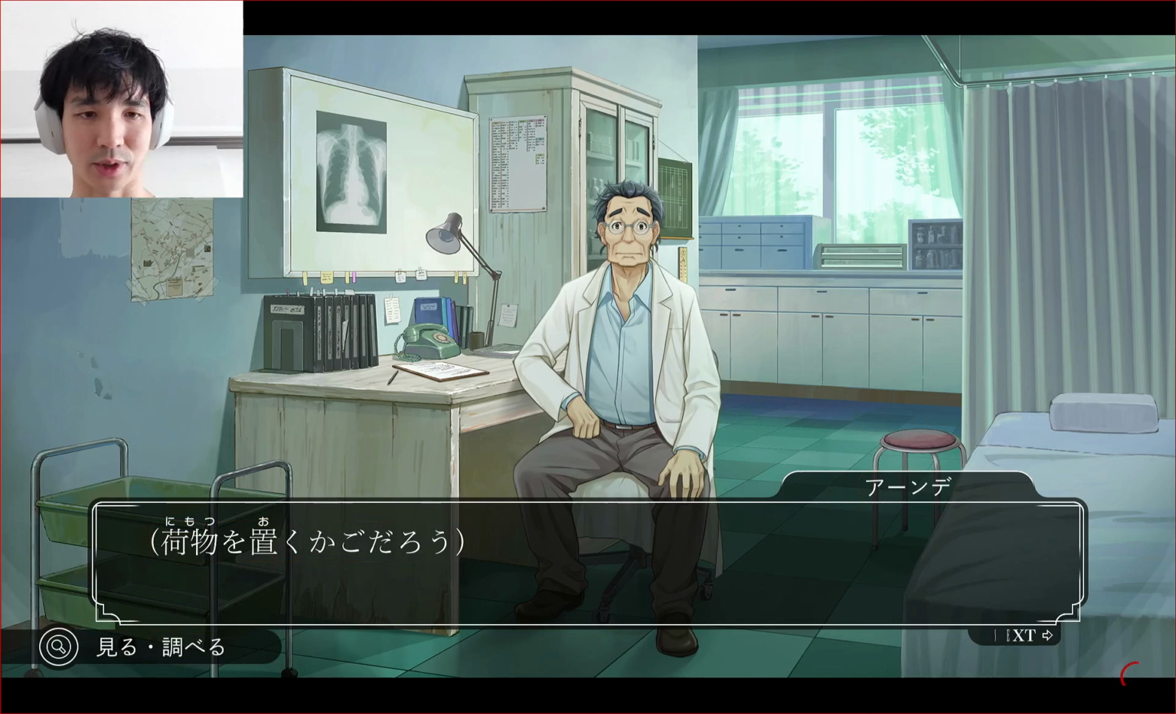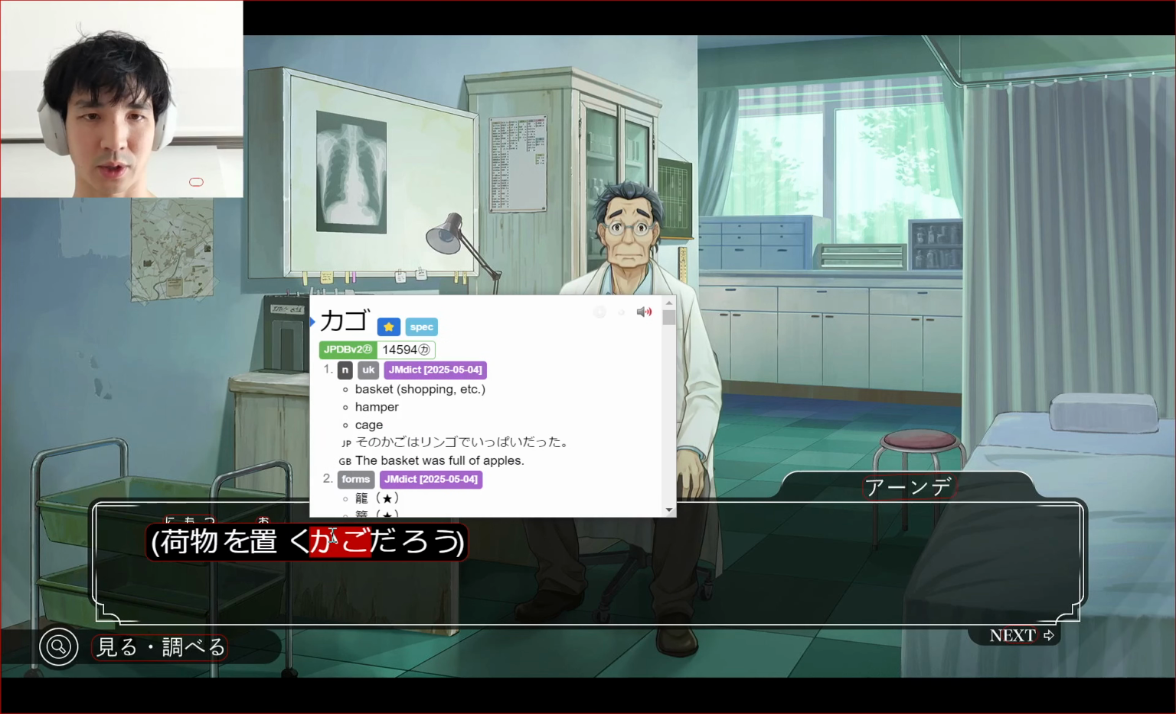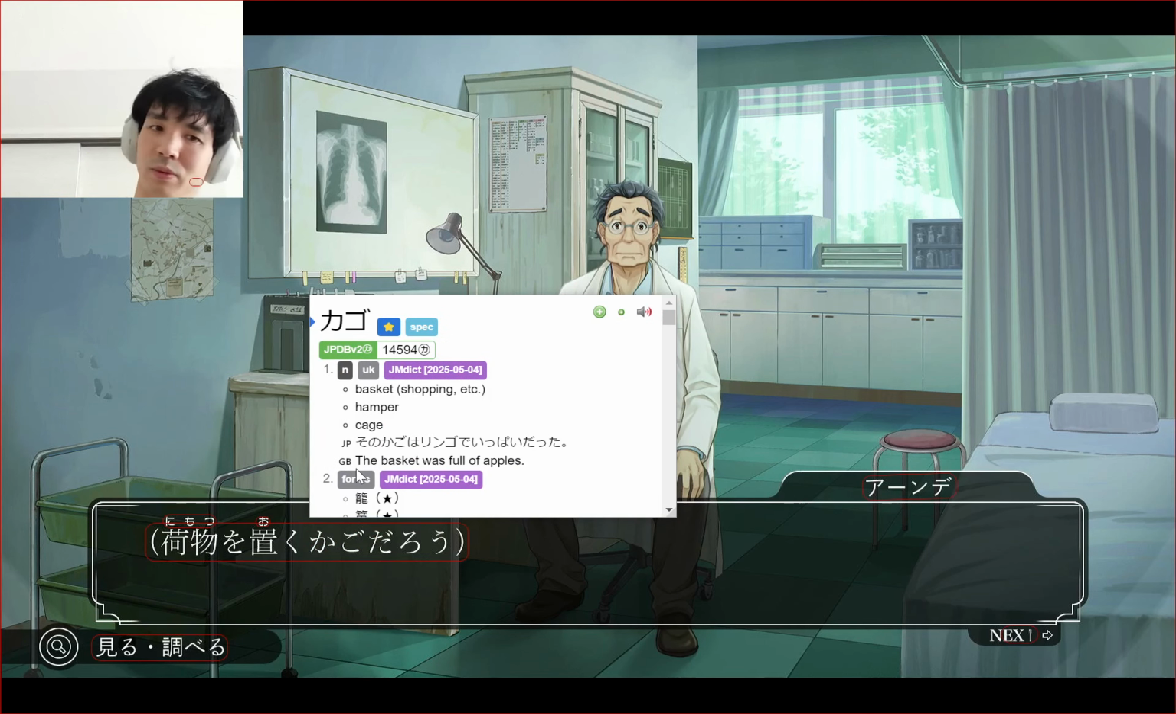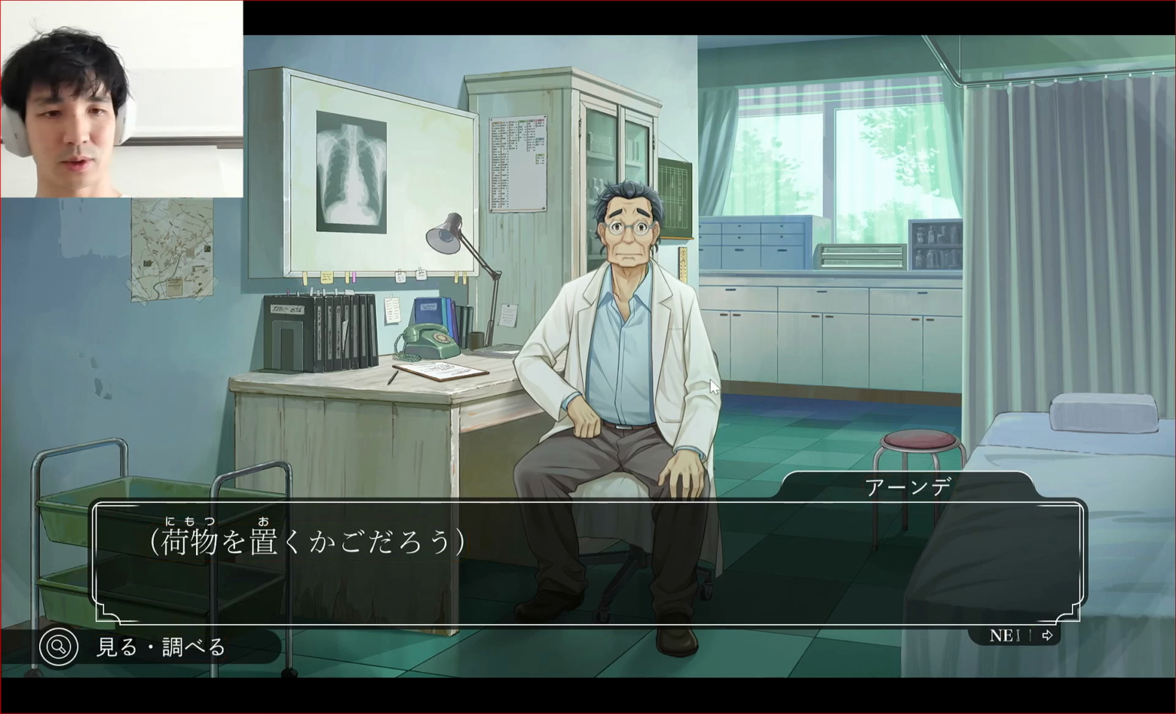Wow. Okay, OCR. I don't know. Maybe because my mouse was in the way? Nimotsu oku kago. Basket. Yeah, daro. Hmm.